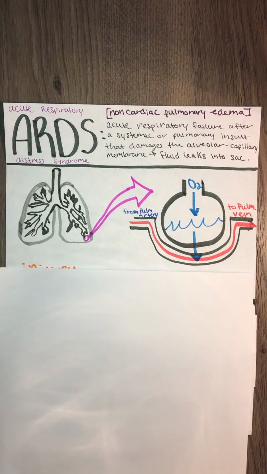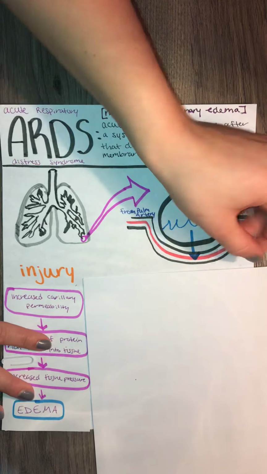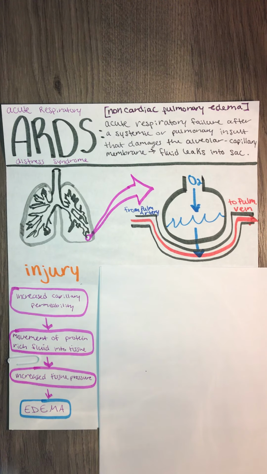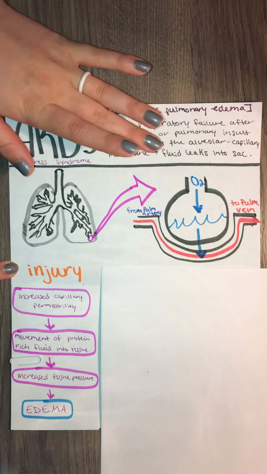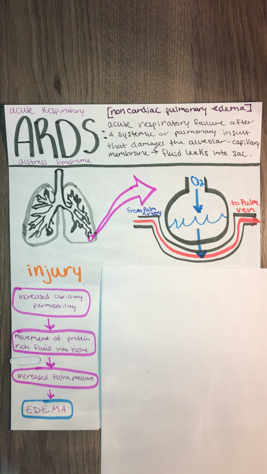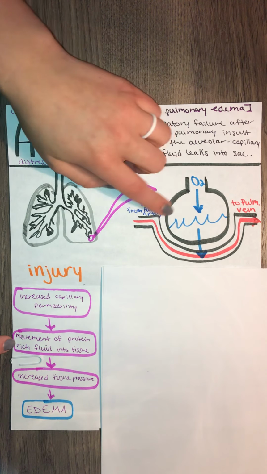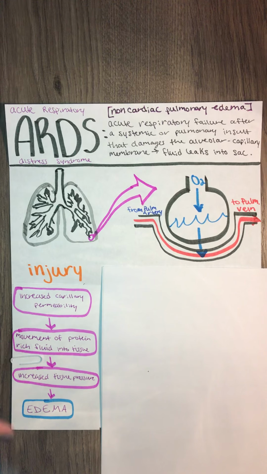So how this is kind of relating to our top 20, again, coming back to that pulmonary edema, one of the mechanisms of pulmonary edema that we talked about was tissue injury. So as we spoke about up here on what ARDS is, we have that increased capillary permeability, which leads to movement of protein-rich fluid into the tissue, increasing that tissue pressure, leading to edema.